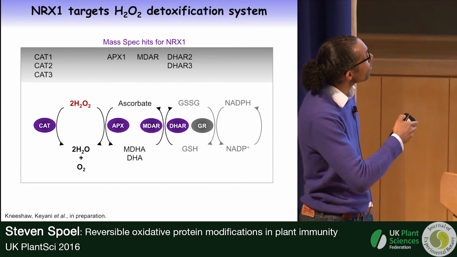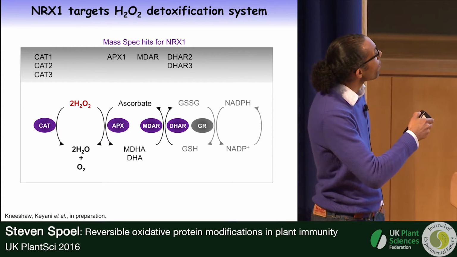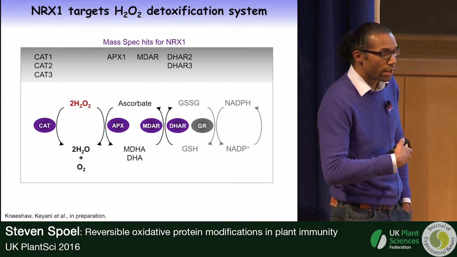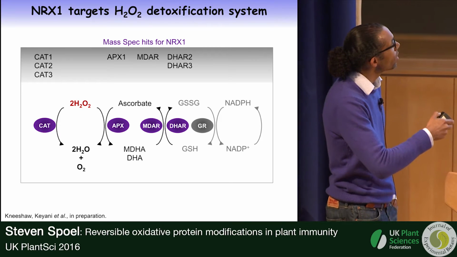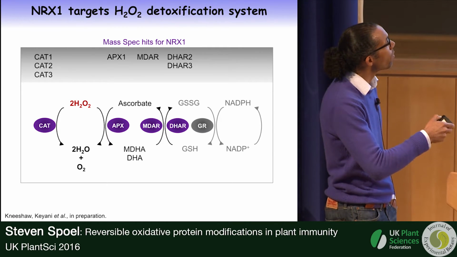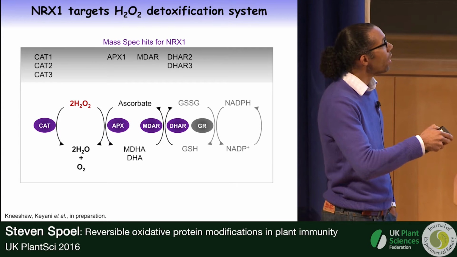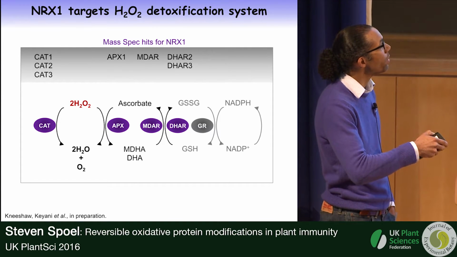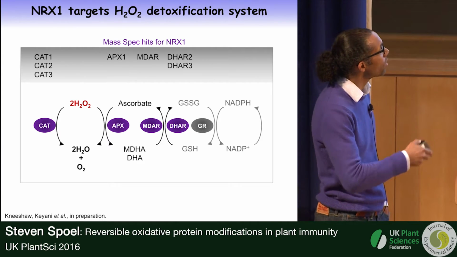of several enzymes. So hydrogen peroxide in the cell is normally detoxified by catalase, which does that independently, but also by ascorbate peroxidase with the reducing power of ascorbate. And that functions in a cycle with monodehydroascorbate reductase and dehydroascorbate reductase, which essentially provide the ascorbate for ascorbate peroxidase to use.